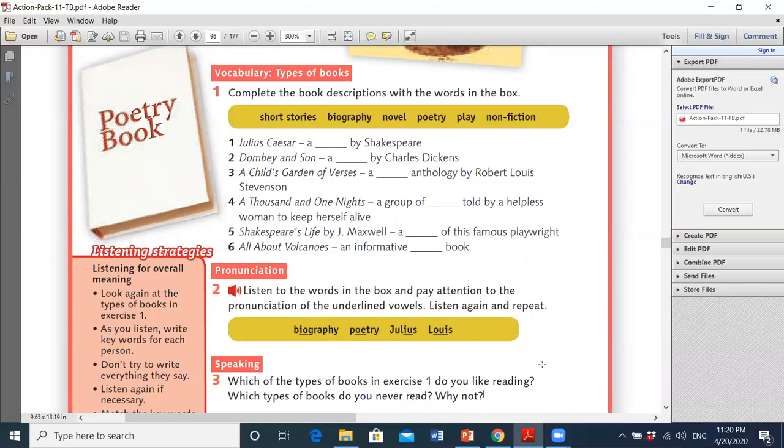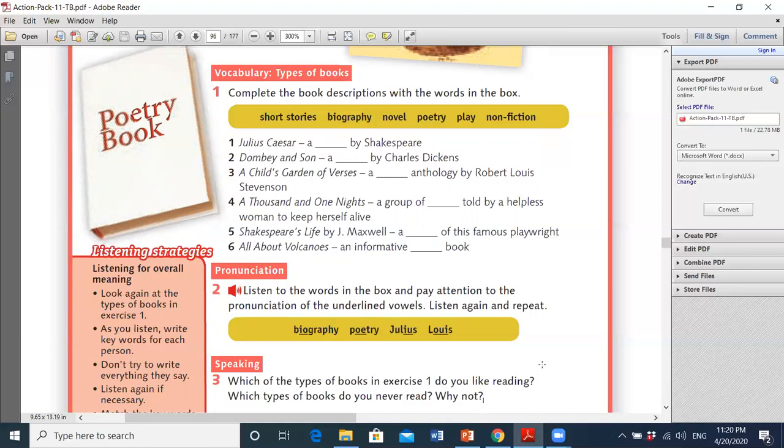Number 4, 1001 Nights. Again, it's written in italics. And it is a group of short stories told by a helpless woman to keep herself alive. I know that you know this, but maybe under a different name. هي ألف ليلة وليلة. And the helpless woman is Shahrazad, if you know the story.